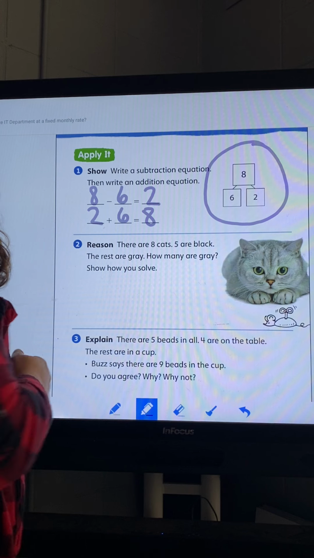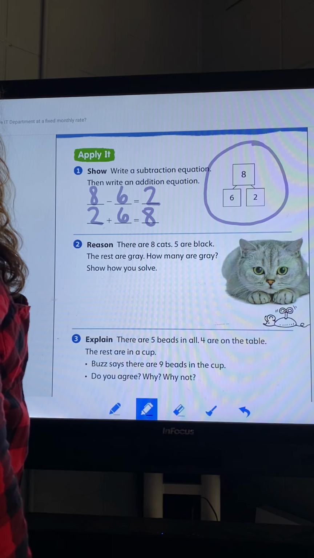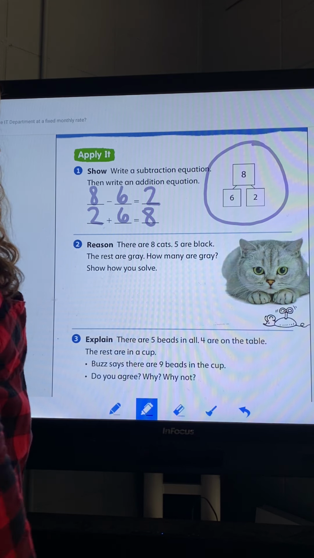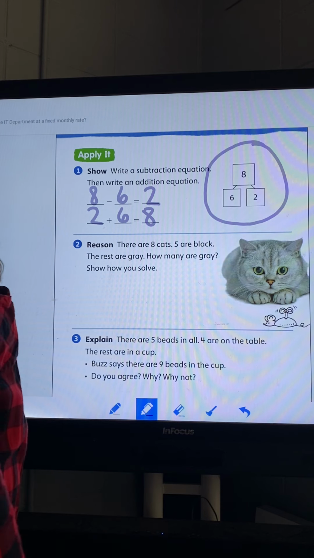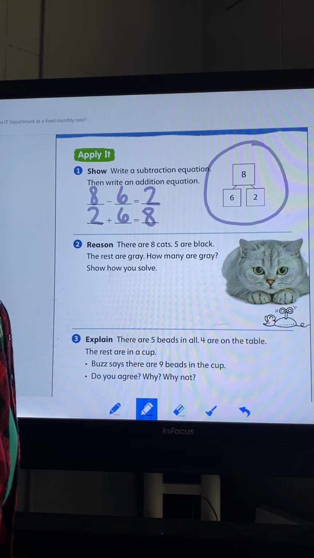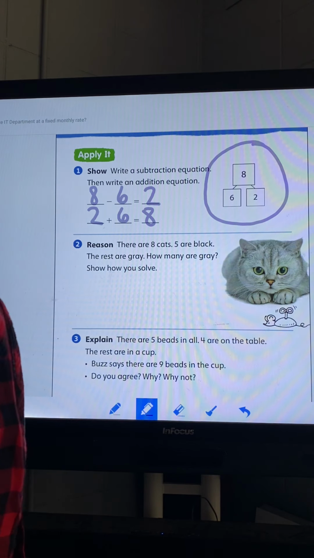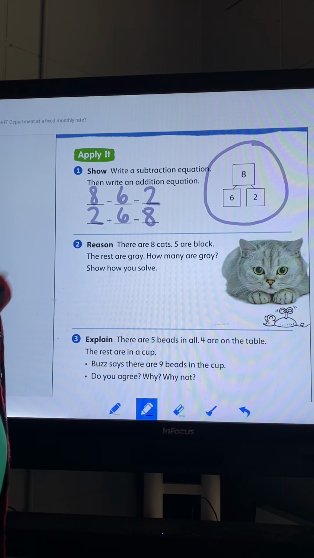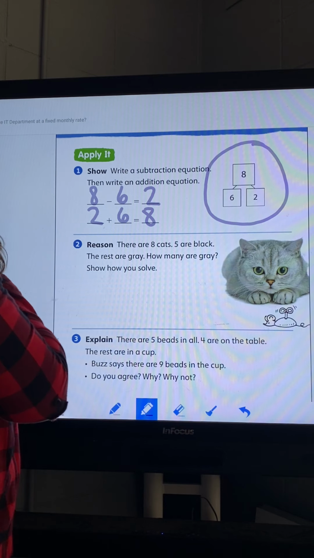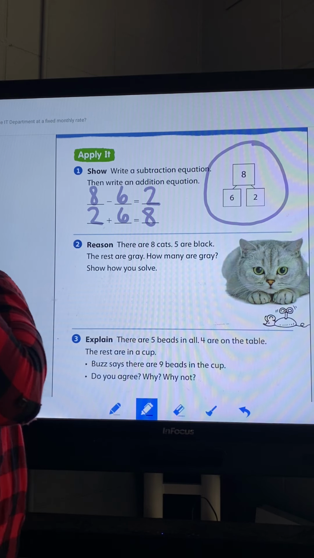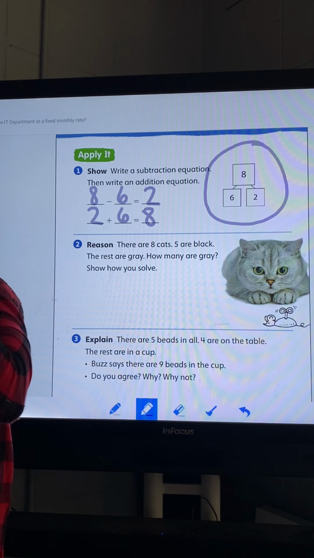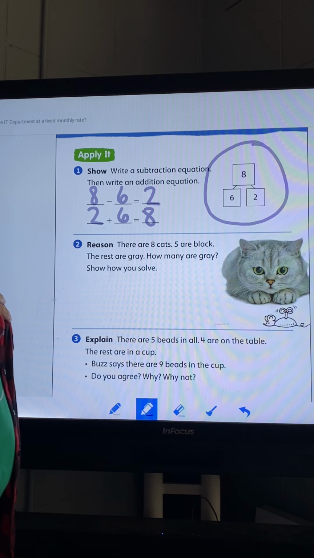Okay, number 2 says there are 8 cats. 5 are black. The rest are gray. How many are gray, and how would you solve? How many cats are there altogether? There are 8 cats, right? So we know we have 8 cats altogether, okay? It says 5 are black and the rest are gray. Does it tell us how many are gray? No, it tells us there are 5 black. We have no idea how many are gray. All we know for sure is that we have 8 cats and that 5 are black and some are gray.